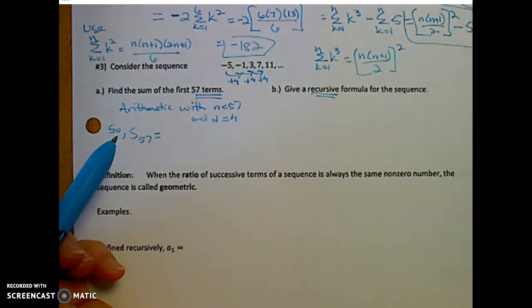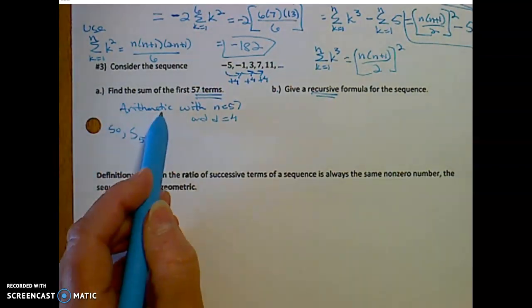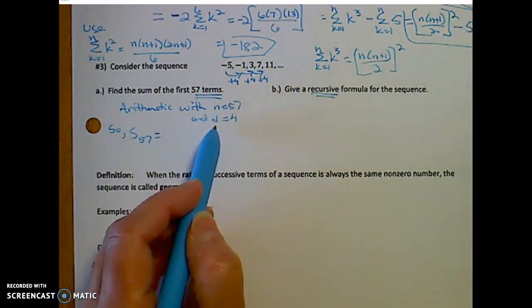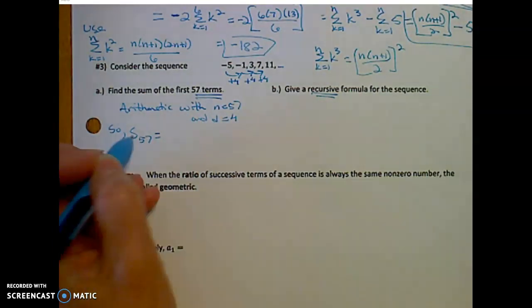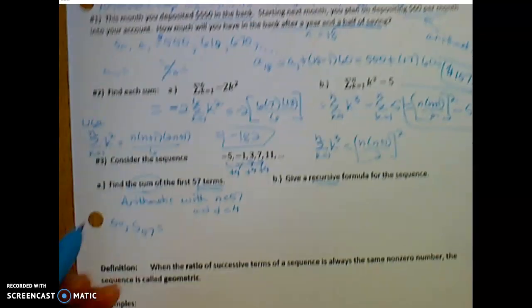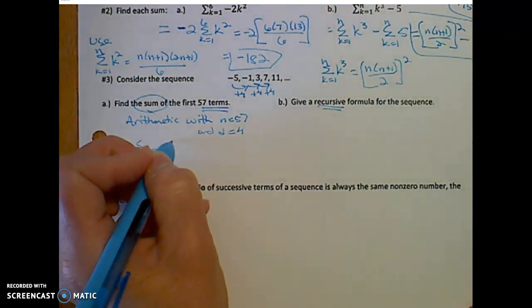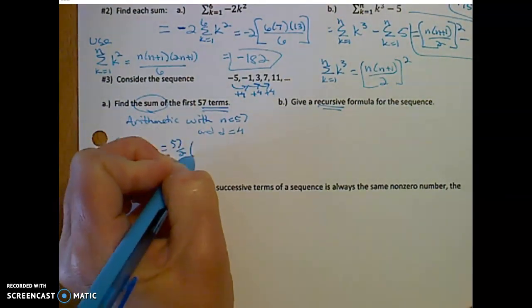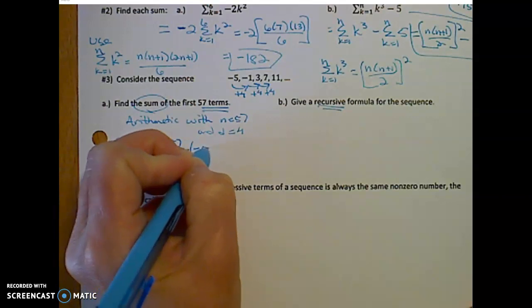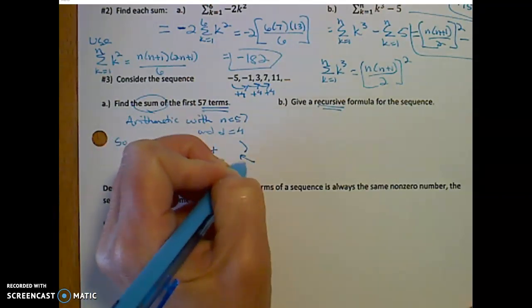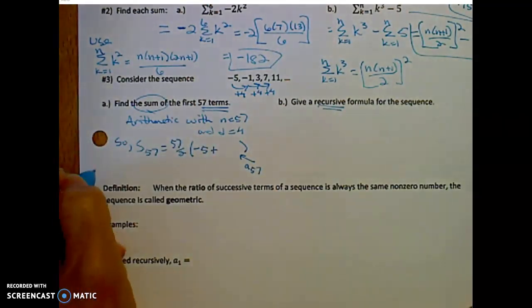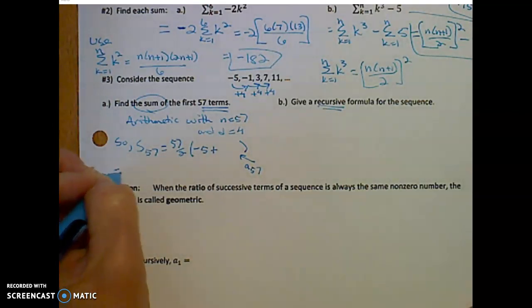I'm adding 4 to every previous term. So it's arithmetic. The number of terms is 57, and the common difference is 4. So I'm going to find the sum, S of 57, and I'll use that sum formula, which is the number of terms, 57, divided by 2, times the first, which is -5, plus the last, which is a sub 57. Unfortunately, we don't know the 57th term, so you have to use this formula.